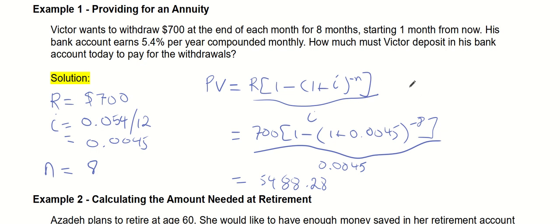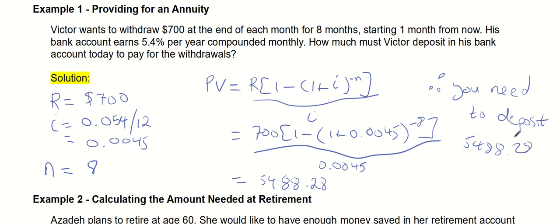Therefore, you need to deposit about $5,488 in the bank. You need this much in the bank in order to make regular withdrawals of $700 for 8 months until the money runs out. So you need at least that much in your bank account. Okay, let's move on to the next problem.